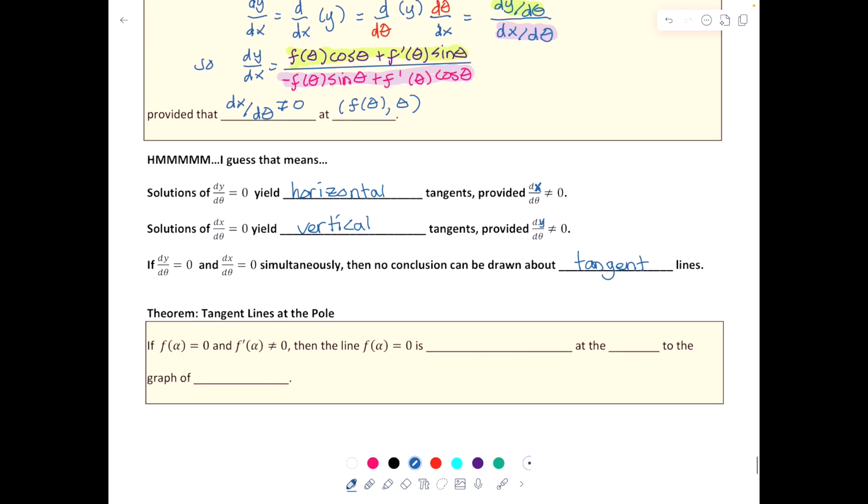So, tangent lines at the pole. If f of alpha equals 0 and f prime of alpha is non-zero, then the line theta equal to alpha is tangent at the pole to the graph of r equals f at theta. And so sometimes if there are tangents at the pole, we can use them for finding the limits of integration for area of polars. Okay, so we have an example. Just one, but it's long. So here we go.